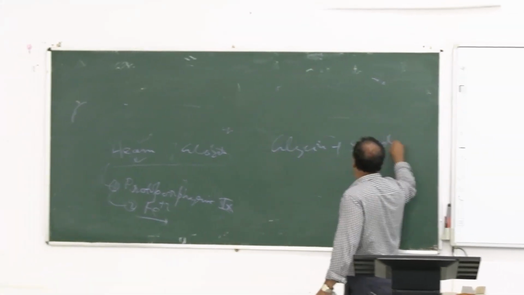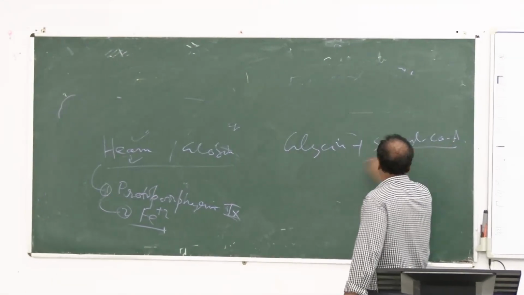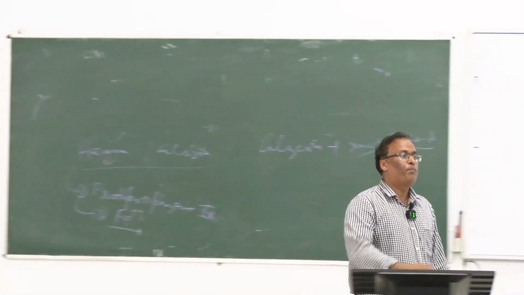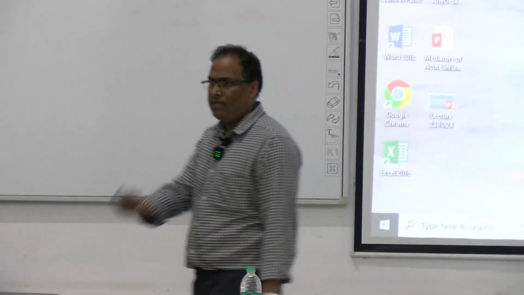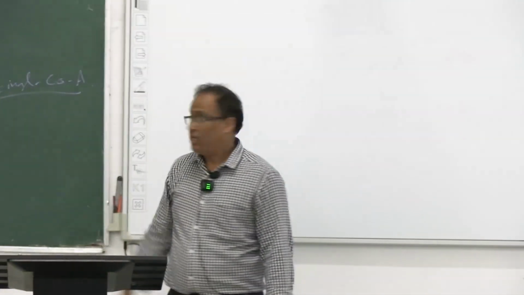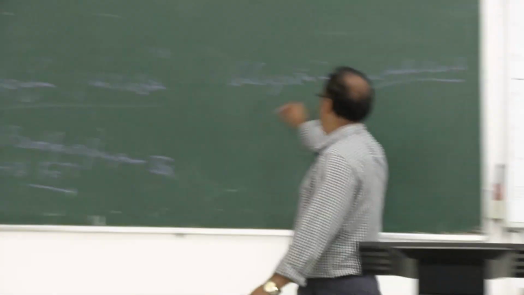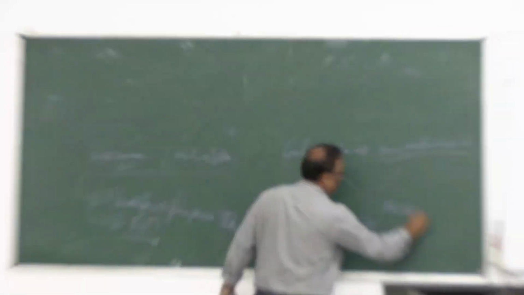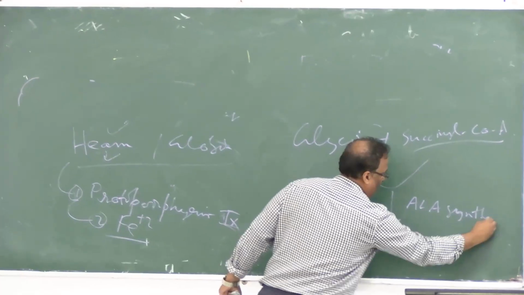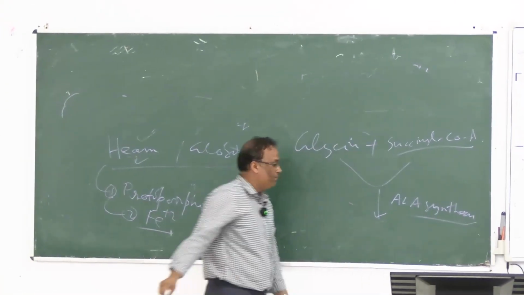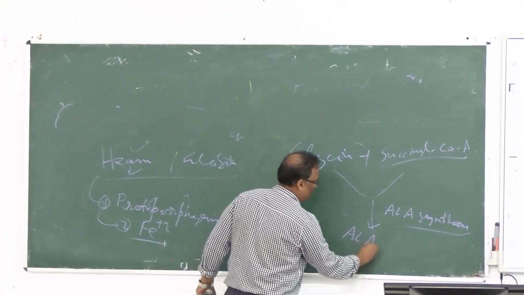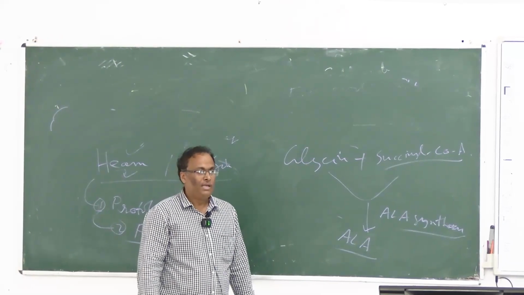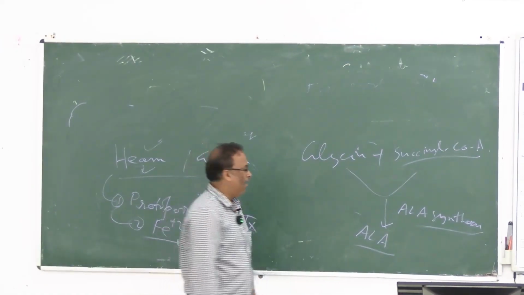Succinyl-CoA is there. Succinyl-CoA is an intermediate product of the Krebs cycle. If you read the Krebs cycle, the TCA cycle, you will see each step happening. Taking succinyl-CoA and this glycine, by the enzyme ALA synthase, these will be covered again in biochemistry and then you will remember. Then ALA is formed. ALA means amino levulinic acid.